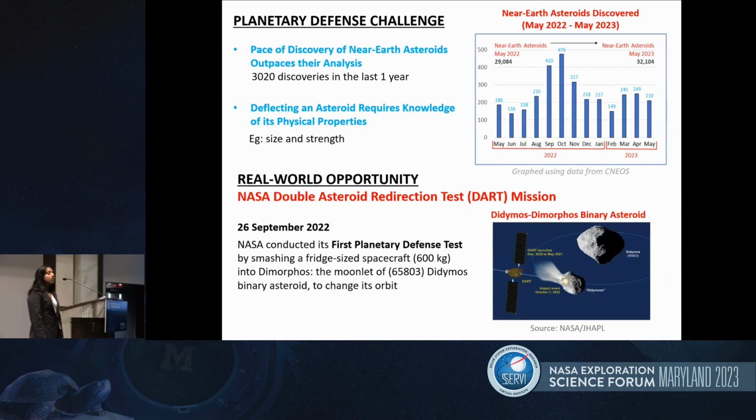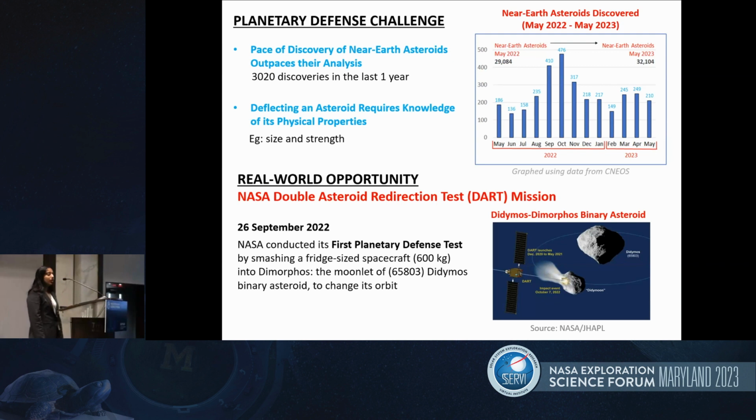Currently, hundreds of near-Earth asteroids are being discovered every month, and this is outpacing their analysis by the astronomy community. And analysis is very important, because if an asteroid were on collision course with the Earth, we would need to know their physical properties, like size and strength, to be able to deflect it.